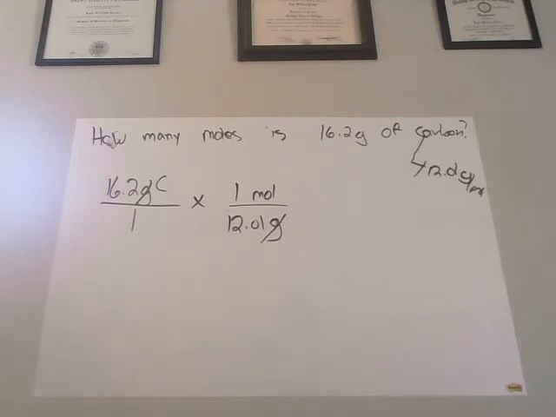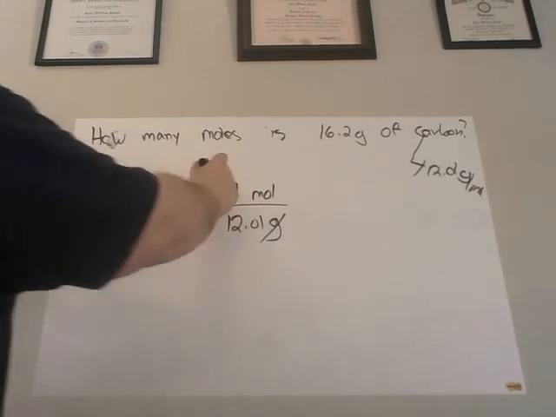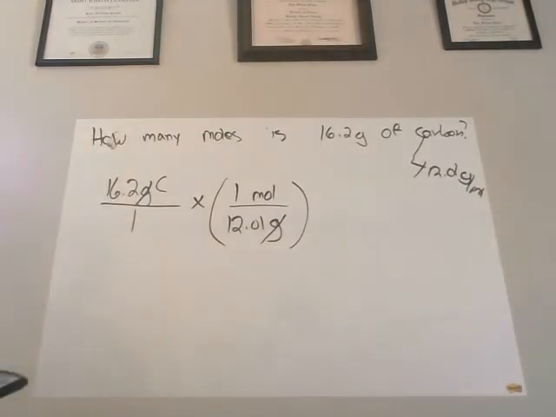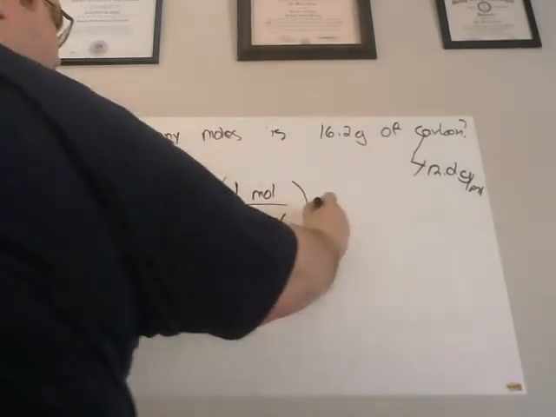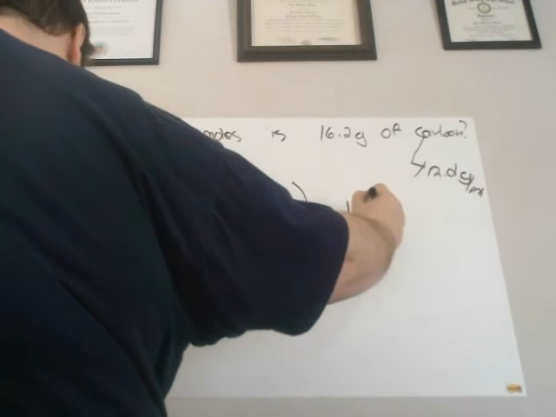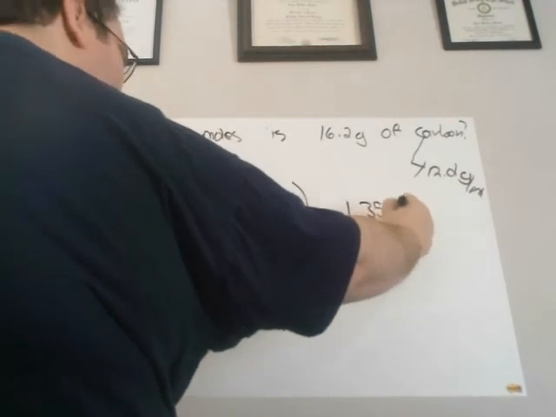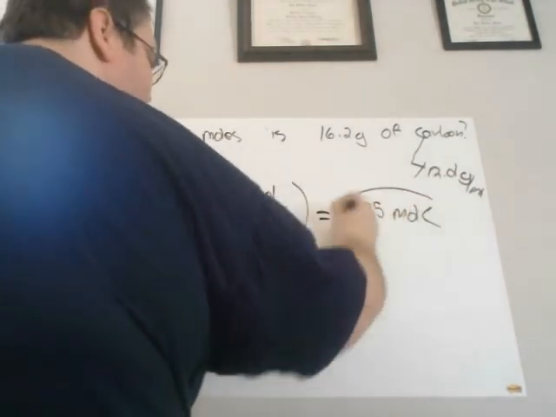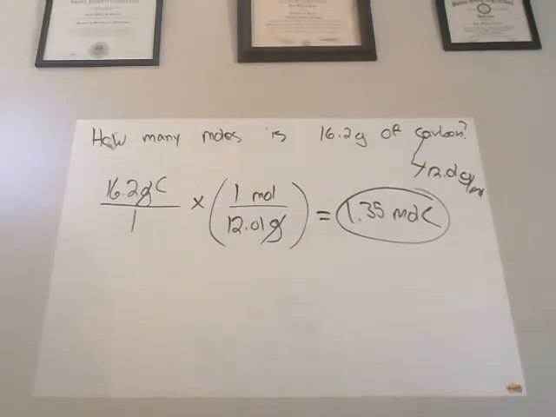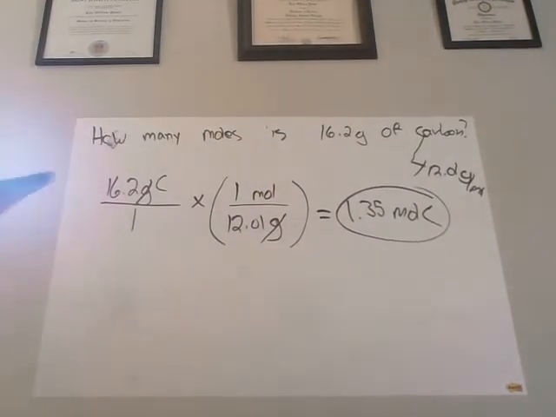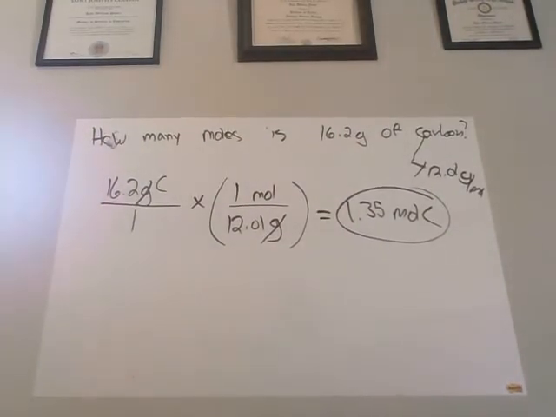To do this in a calculator, you have to put this whole thing in parentheses. So when I do that, I get 1.35 moles of carbon. That's our answer. So we took our gram amount and multiplied by 1 over the molar mass of carbon to get how many moles of carbon we have.